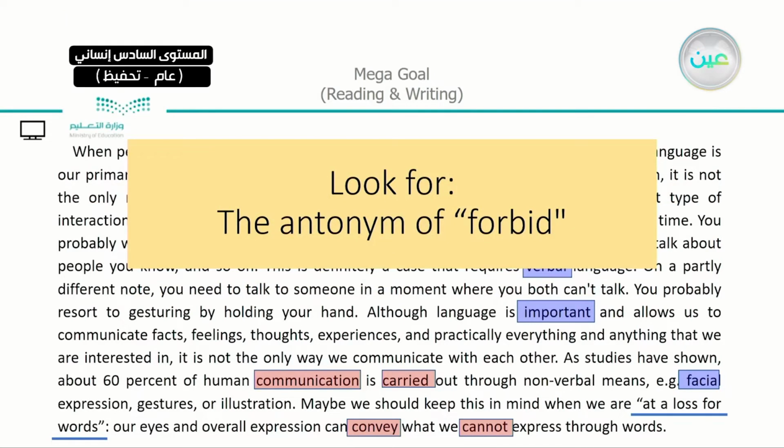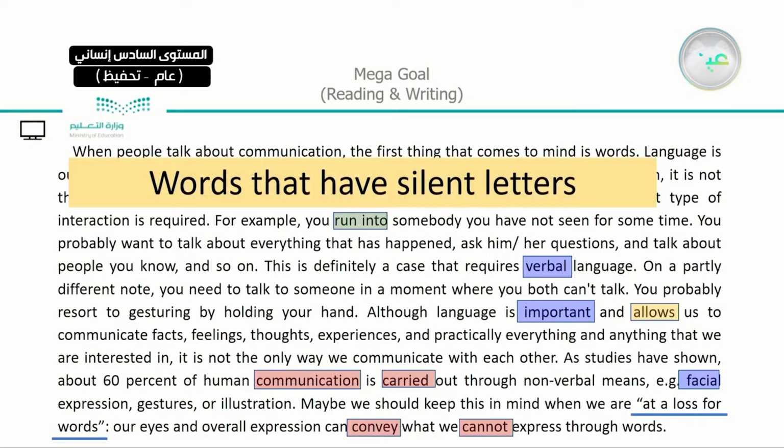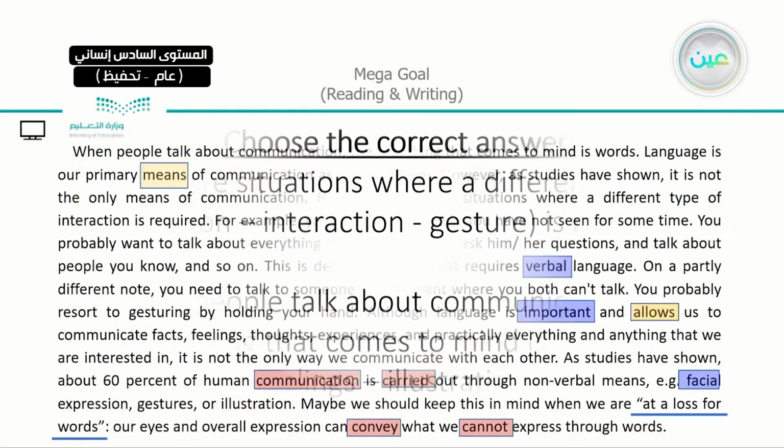Now, if we want the antonym for forbid, for example, you can just read under the box, and you can find the antonym of forbid is actually allow. We have also words that have silent letters, or you can say, for example, double letters. You can just read, and these words will help you to increase your knowledge about the vocabulary that you have. Now, these are questions that are not applied always.